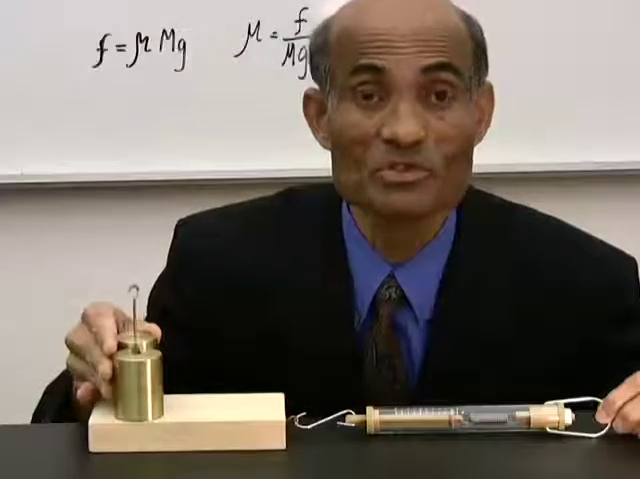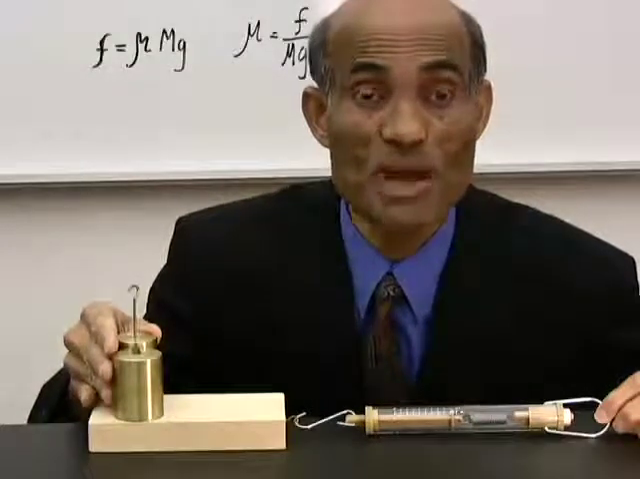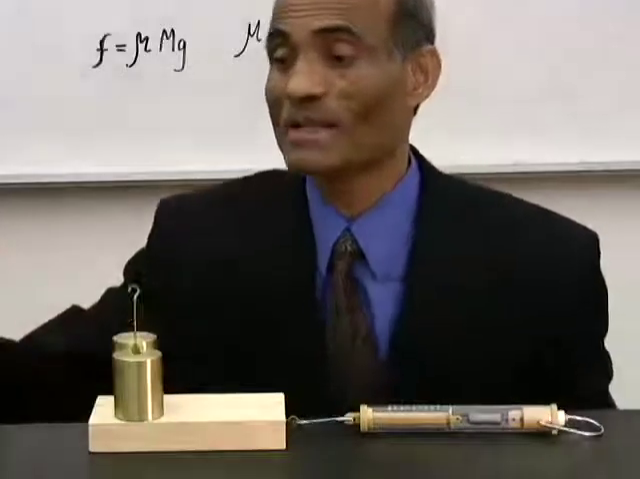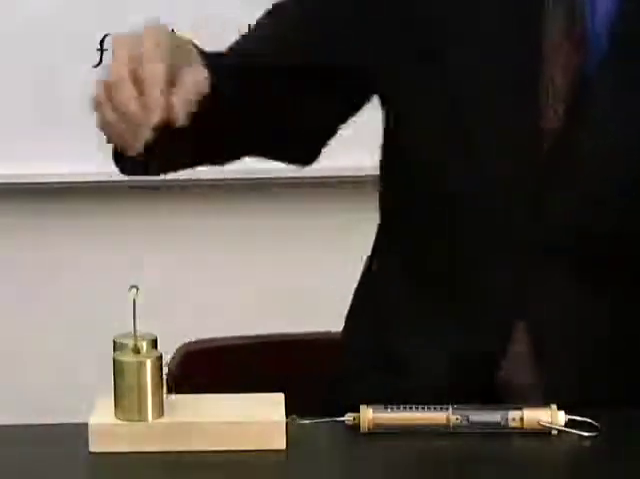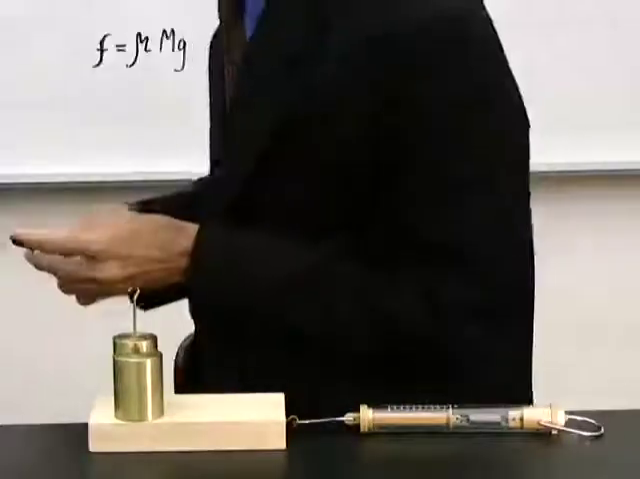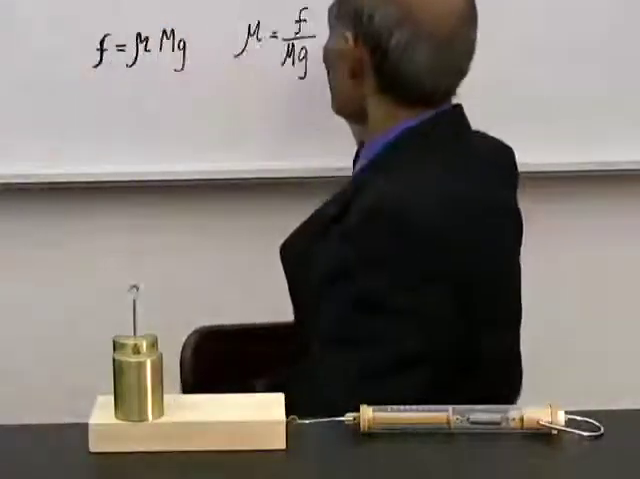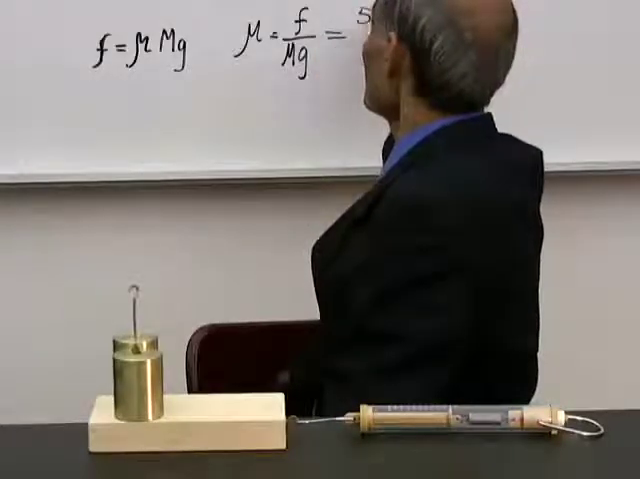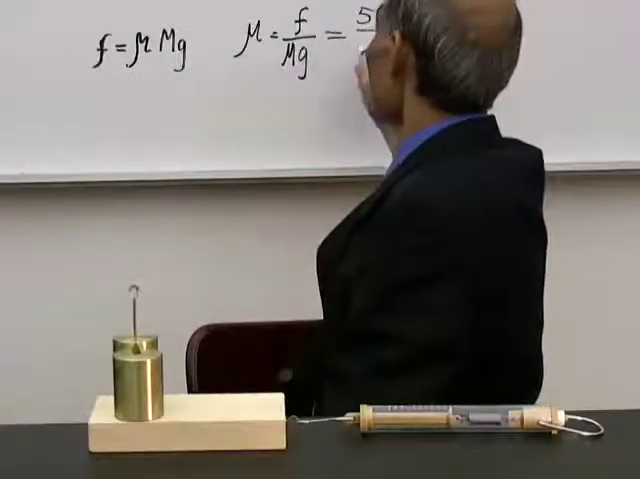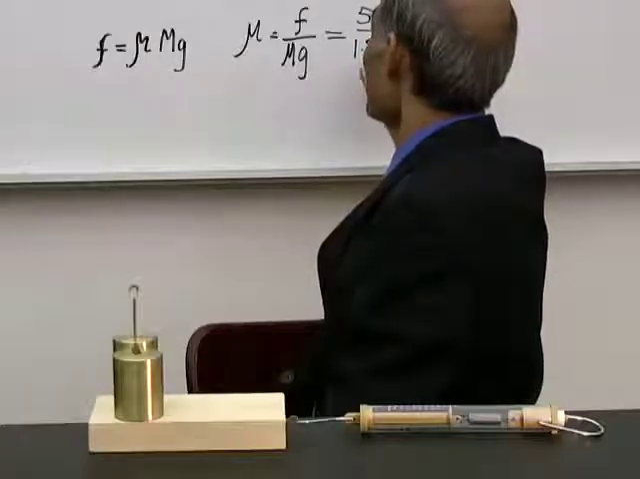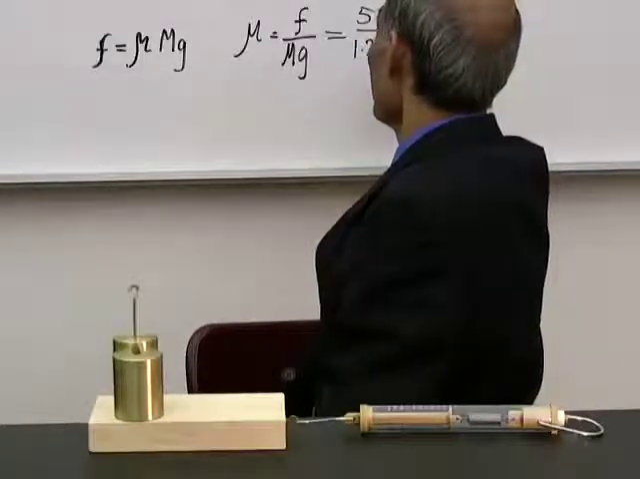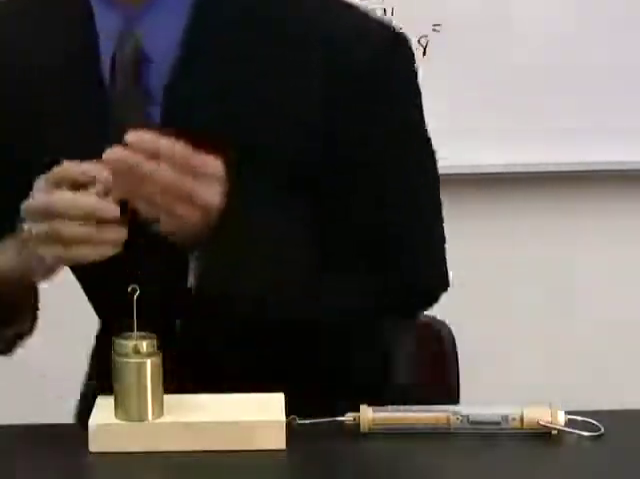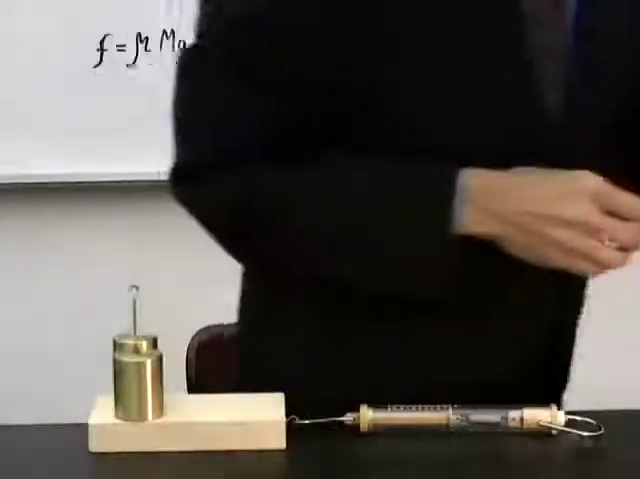That is 1230 gram, 1.23 kilogram. And what is mg equal to? So I will be able to say mu equal to 5 Newton divided by mg, which is 1.23 multiplied by 9.8. Now, can you calculate that for me?